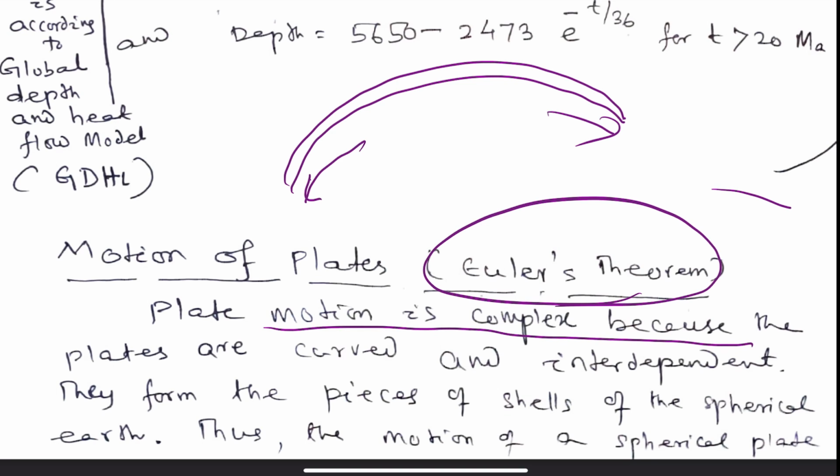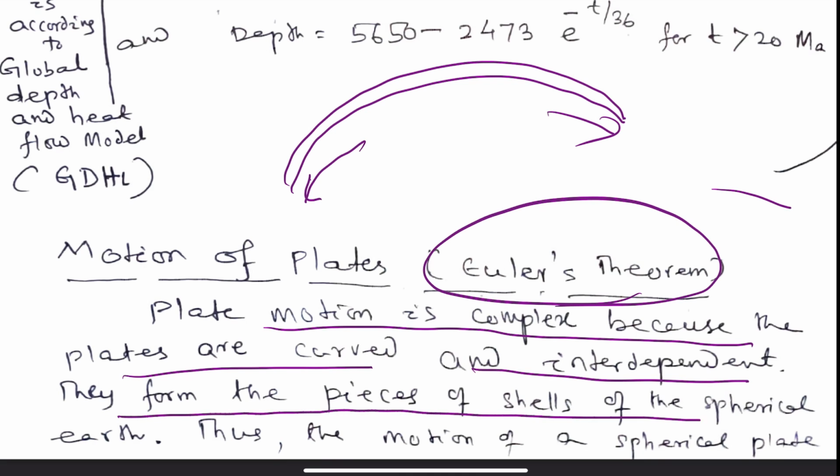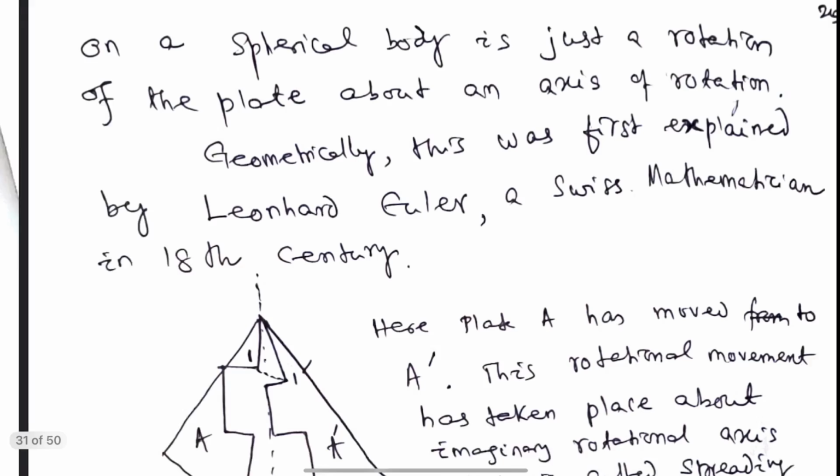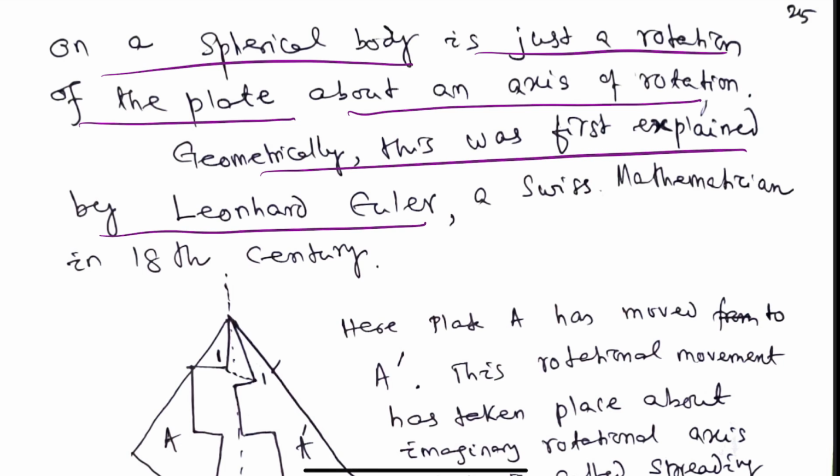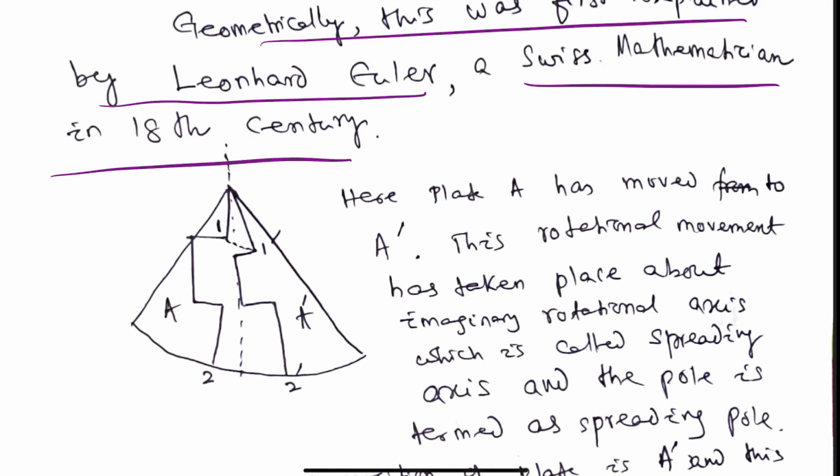Plate motion is complex because the plates are curved and interdependent. They form the pieces of the cells of the spherical earth. Thus, the motion of a spherical plate on a spherical body is just a rotation of the plate about an axis of rotation. Geometrically, this was first explained by Leonhard Euler, a Swiss mathematician in the 18th century. So let us say this is the plate. Originally it was here, plate A, and it has moved to A dash.